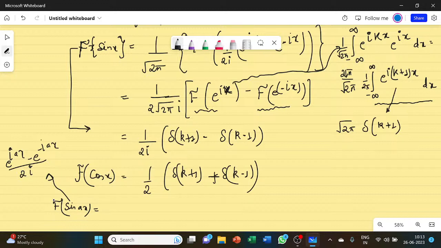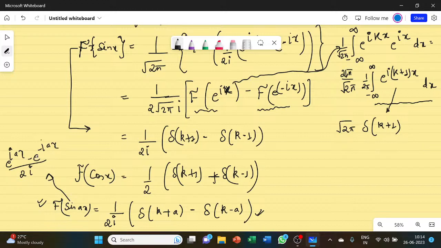So how would I write the Fourier transform of sine ax? The Fourier transform of sine ax would then be equal to 1 upon 2 iota, Dirac of k plus a minus Dirac of k minus a. So this is how you can write the Fourier transform of sine of ax.